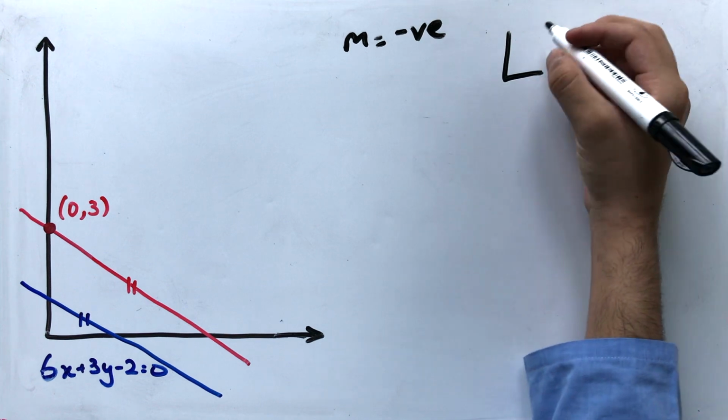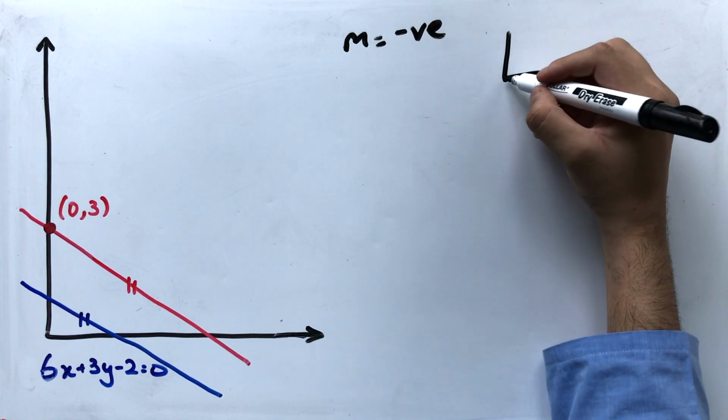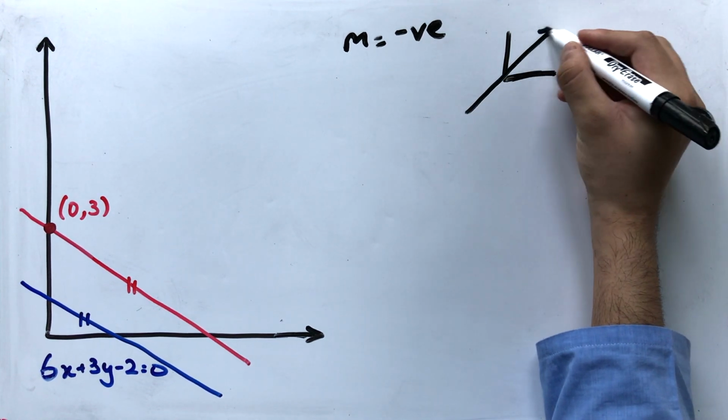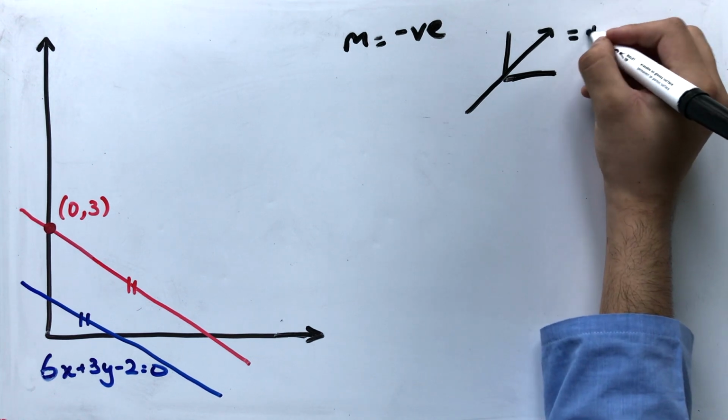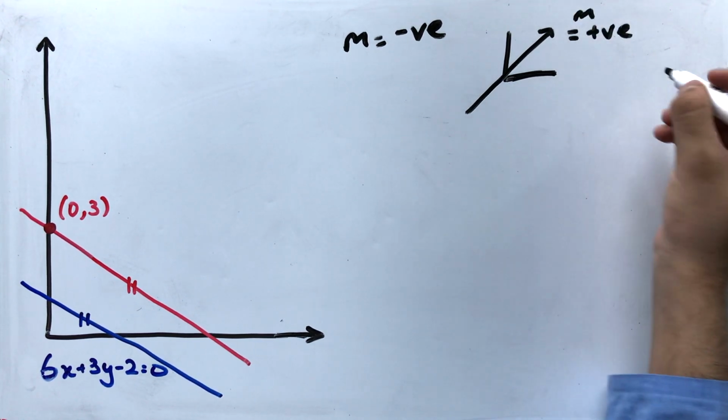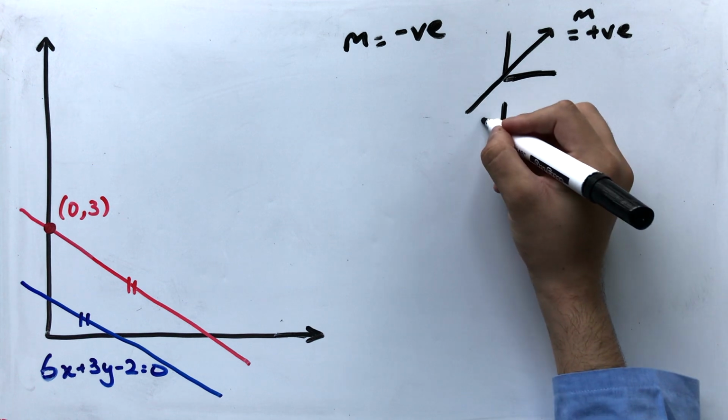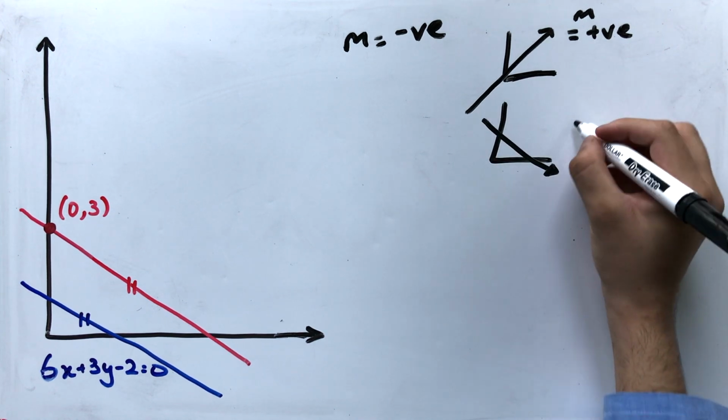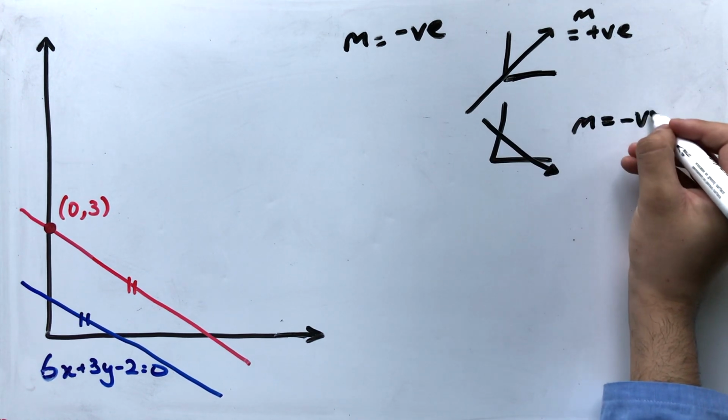Well, just to draw rough sketches here. If the line is going like this, almost upwards, the gradient will be positive, right? And if the line is going like this, downwards, the gradient will be negative.